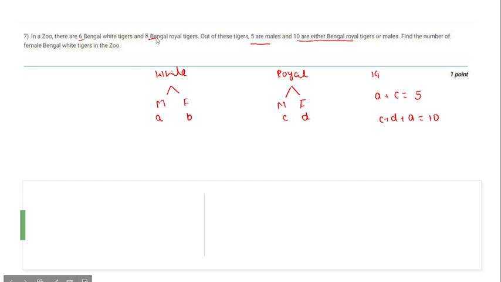8 plus 6. But C plus D is given as 8, so A will be equal to 2. So we have to find the number of female Bengal white tigers, so it will be equal to 4. Moving to the next question.